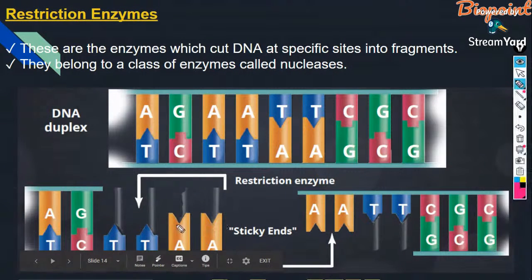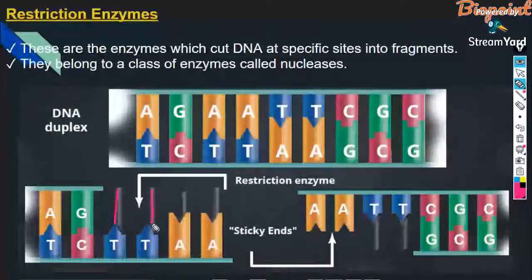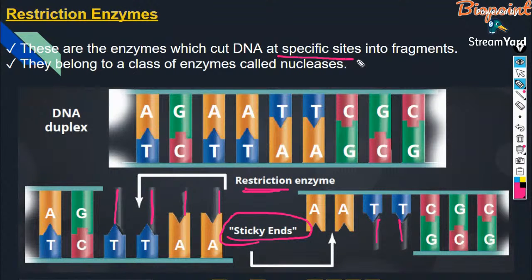Look, these are the hydrogen bonds projecting out, and this is an example of sticky end producing restriction enzymes. Here they have mentioned that these are enzymes which cut DNA at a specific site. What is a specific site called? The specific site is the palindromic sequence.